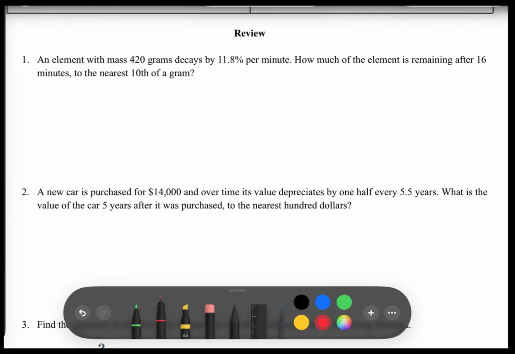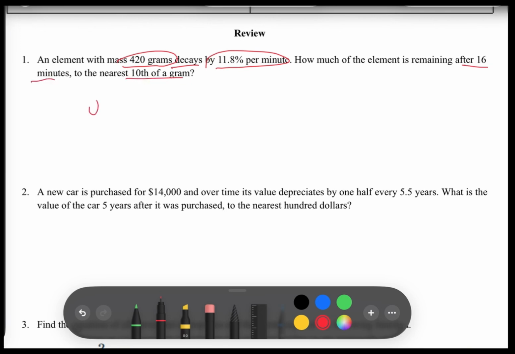We're going to be doing another Algebra 2 topic, but this is basically going to be more about the rate, whether it's growth or decay rate, accompanied by the frequency of how often it's happening and how many times we have to apply it. So we have an element with a mass of 420 grams that decays by 11.8% per minute. How much of the element is remaining after 16 minutes to the nearest tenth of a gram?